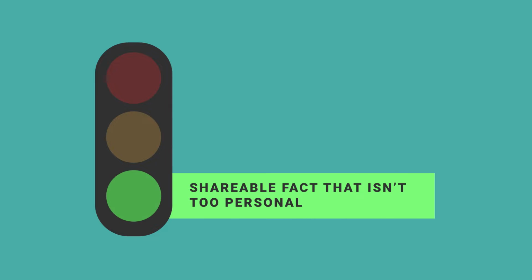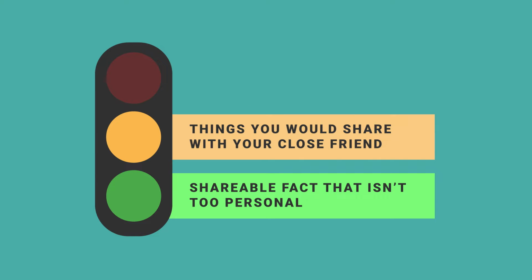So green is something that you would tell somebody at the grocery store or someone that you just met. It's not very personal, it's just a fact about yourself that you would share with pretty much anyone. Yellow is something that you would share maybe with a closer friend or somebody you feel comfortable or safe with. And red are things that we are not sharing. So that means you have not processed it for yourself. It is either too raw or too recent, and we're not going to share the things that live in the red zone with the class. We're going to stick to either sharing things that are green or sharing things that are yellow.